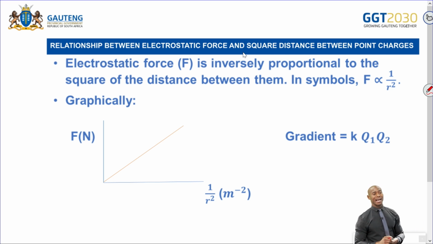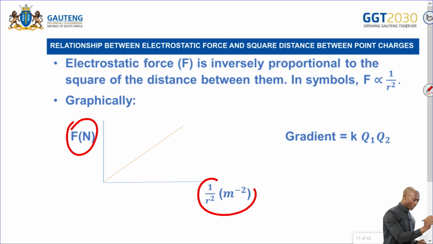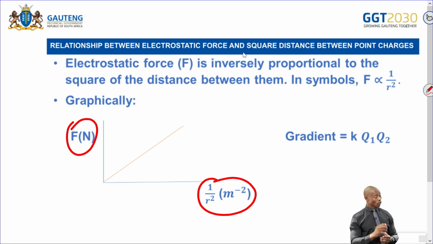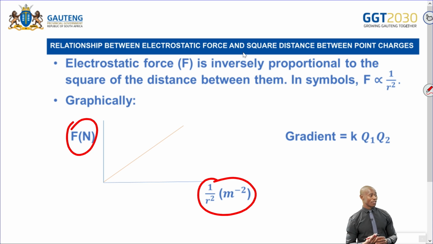They can ask you about the variables. What is the dependent variable? In this case it is F. The independent variable is 1 over R squared, which we have on the horizontal axis. And the controlled variable in this case will be the magnitude of the charges, according to that equation. Here we are focusing on F and 1 over R squared, so Q1 and Q2 are the constants.